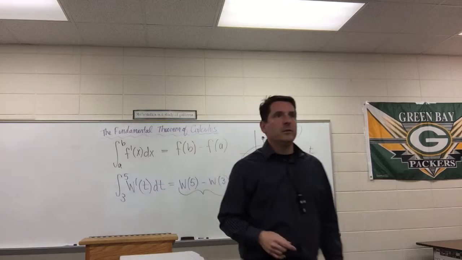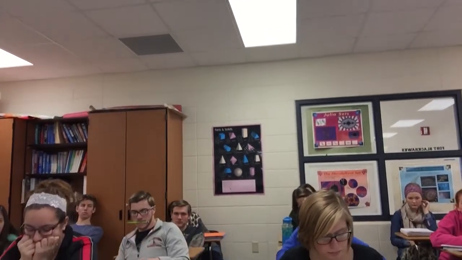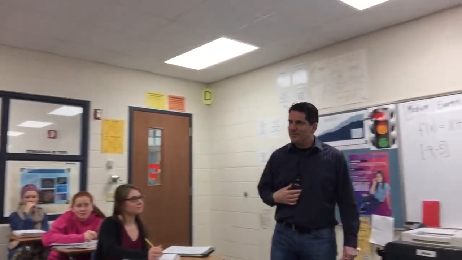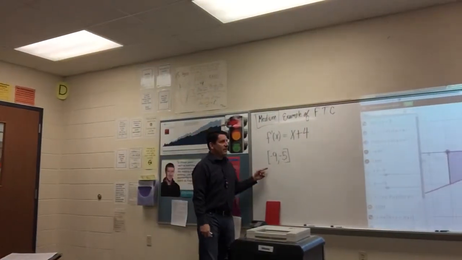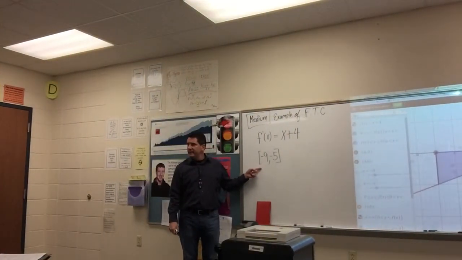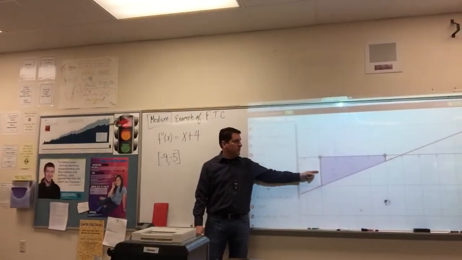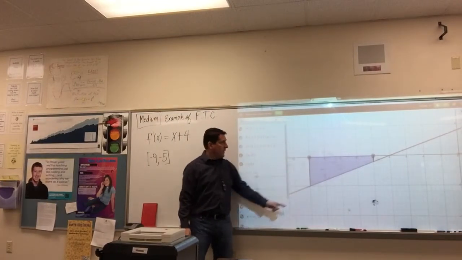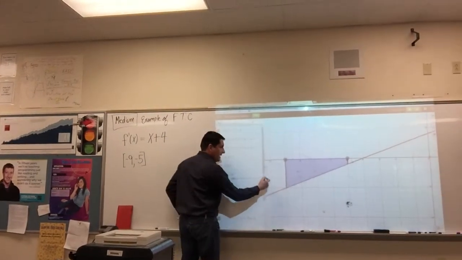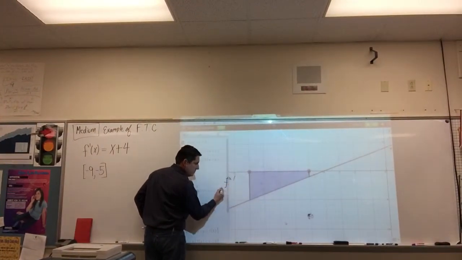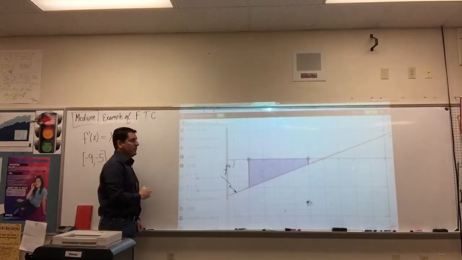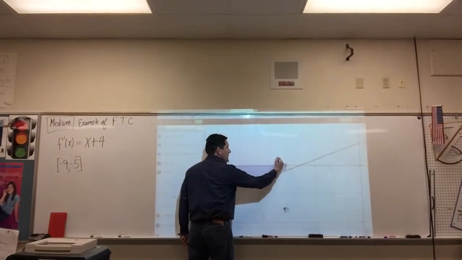Okay, so take a look at this. Did we have that f prime of x was equal to x plus 4? No. That was in your notes from yesterday. And then we said we're going to go on the interval from -9 to -5, right? Okay. And so yesterday we drew this. We drew the graph, right? And the graph was the graph of f prime. Okay. So that's the graph of f prime, and this is from -9 to -5.